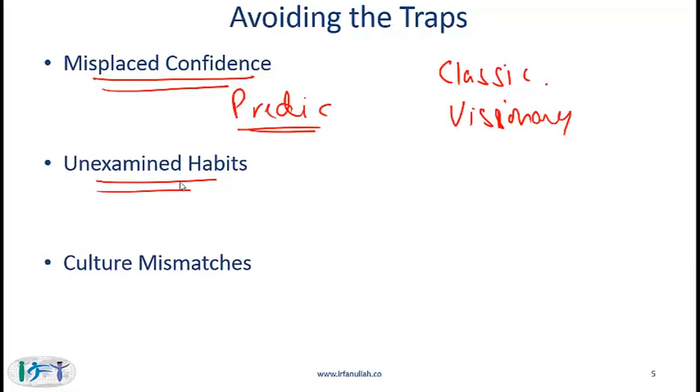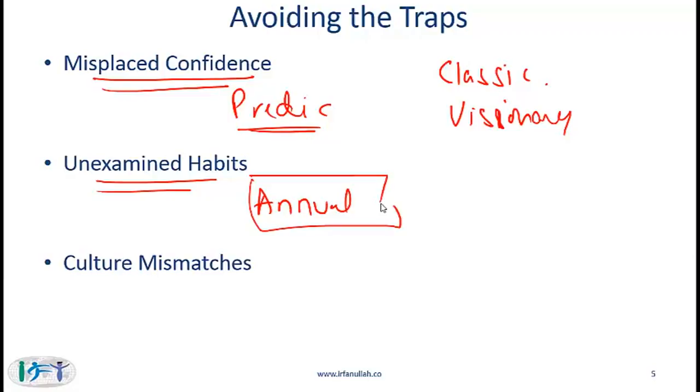Next, unexamined habits. The main point here is that most companies would do annual planning. Even industries where the business environment changes very fast would have this annual planning exercise where the executives would get together and spend a lot of time creating forecasts for the upcoming year. In an environment which changes very fast or an environment which is not very predictable, those annual forecasts can be obsolete within a matter of weeks.